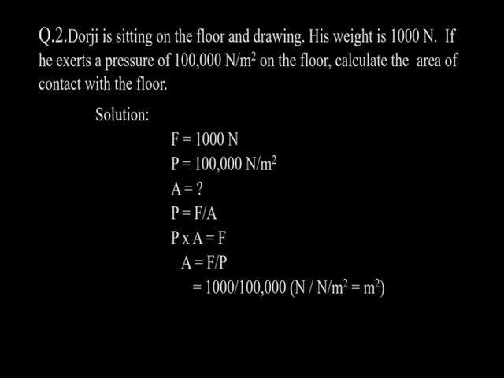Force is 1000 divided by pressure, which is 100,000, and the units can also be divided, Newton divided by Newton per meter square. So, that will give 1 over 100 meter square, and finally, if you want to change it into decimal, it is 0.01 meter square. So, this is the answer. Is that clear to everybody?